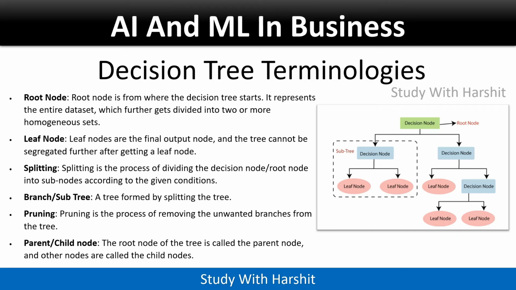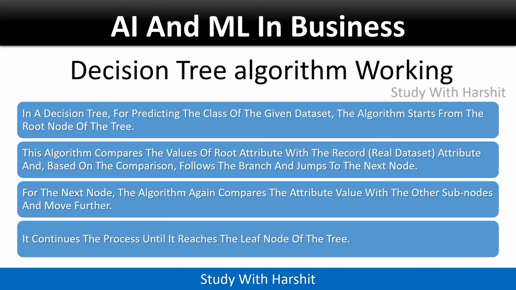Leaf node: leaf nodes are the final output nodes, and the tree cannot segregate further after getting a leaf node. Splitting is the process of dividing the decision node or root node into subnodes according to the given condition. Branch or subtree: a tree formed by splitting the tree. Pruning is the process of removing the unwanted branches from the tree. Parent and child node: the root node of the tree is called the parent node and other nodes are called child nodes.